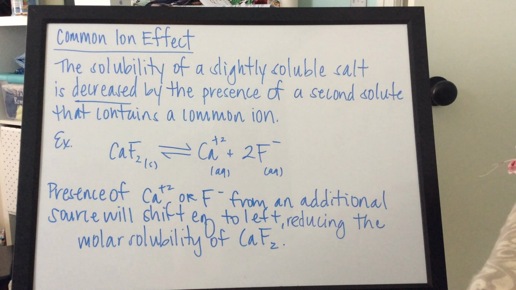So this second section is something called the common ion effect, and the name suggests that it has something to do with there being common ions, just like the name says. The first statement right here is a pretty bold statement: the solubility of a slightly soluble salt is decreased by the presence of a second solute that contains a common ion. That's a takeaway, something that's always true.